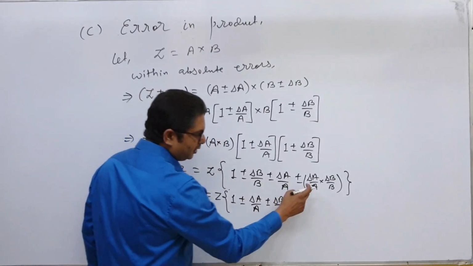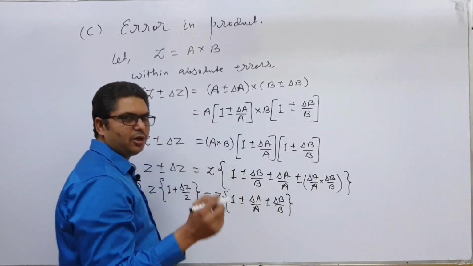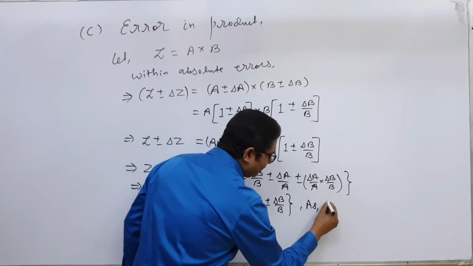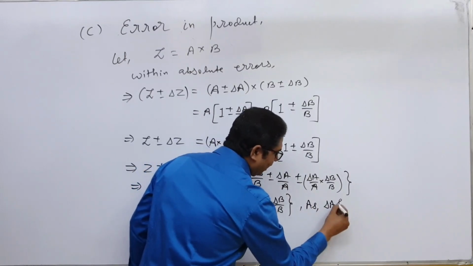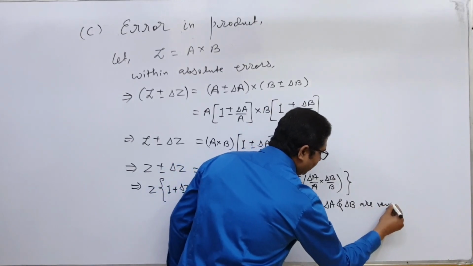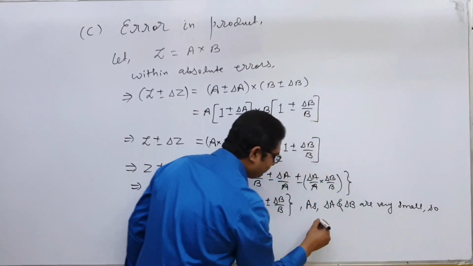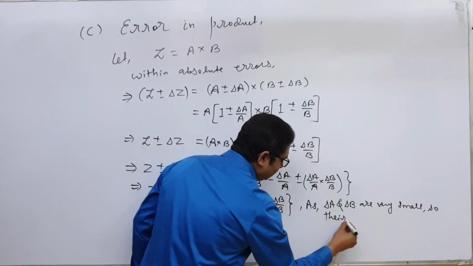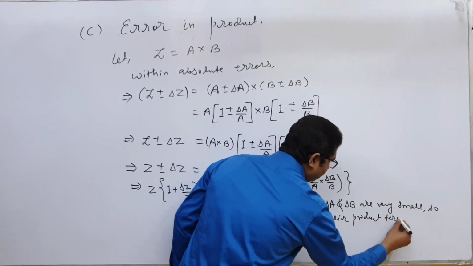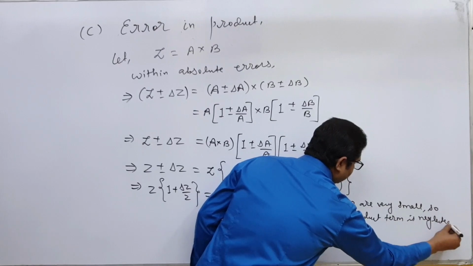And here this delta A by A into delta B by B is a very small term, so it is neglected. As delta A and delta B are very small, their product term is neglected.